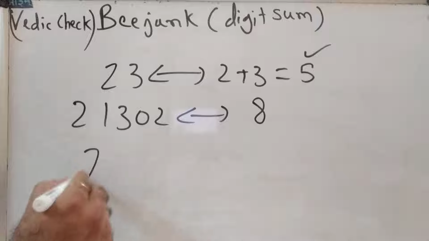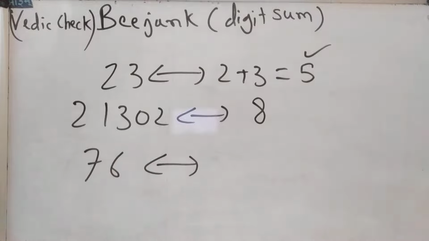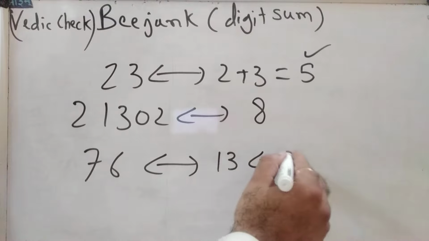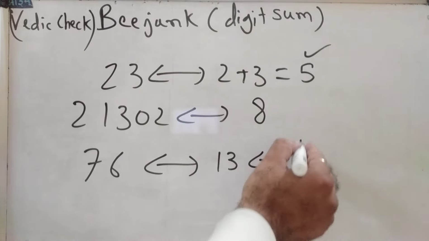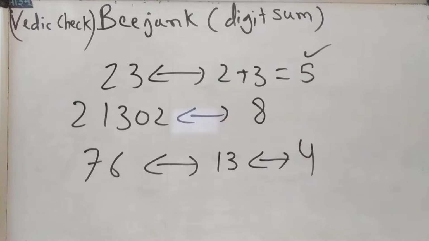For 76, we get 7 plus 6 equal to 13. But 13 is a two digit number. So digits of this addition are further added to get 1 plus 3, 4. So 4 is Bijank for 76. So every number, no matter how long, can be reduced to a single figure, its digit sum. Now we are going to study easy way of finding Bijank.